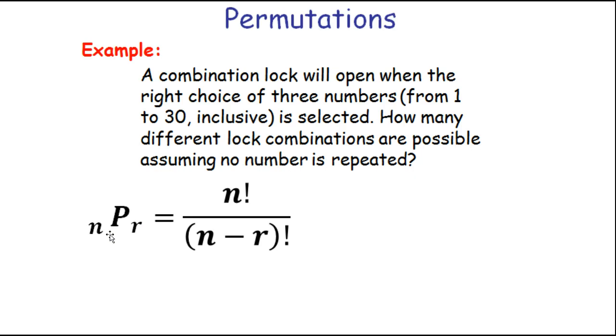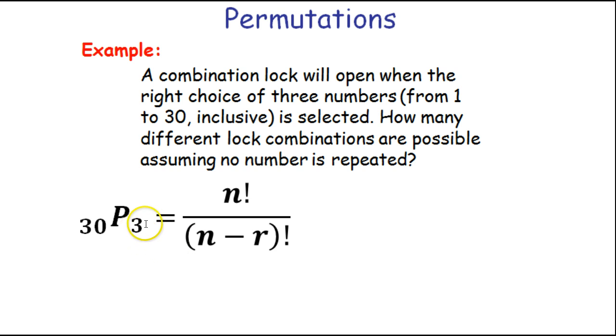So again, here's our formula for a permutation. Now what we need to do is identify what our n value is and what our r value is. Our n value is the total number that we get to choose from. The numbers on the combination lock are 1 to 30, so we have a total of 30 to choose from. So our n value is going to be 30. Remember that's my n value, so I can fill these in for my n values over here as well, but we'll do that in a minute.